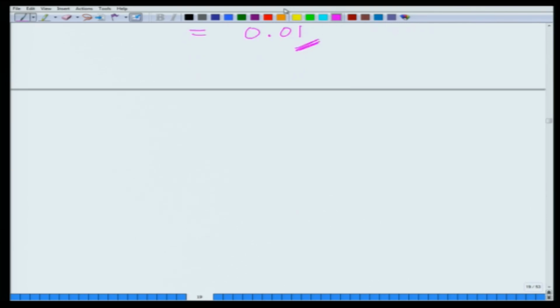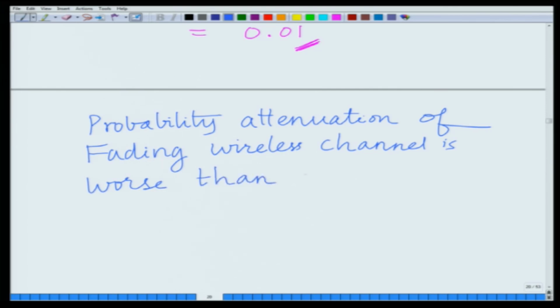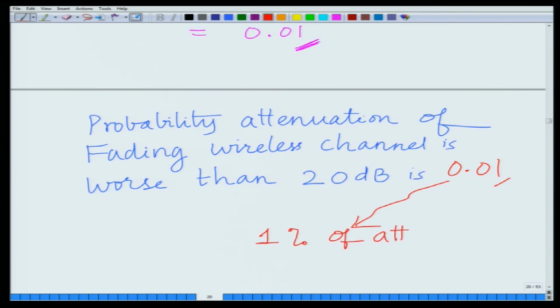So, the probability that the attenuation of the fading wireless channel is worse than 20 dB is 0.01, or basically there is a 1% chance of attenuation being worse than 20 dB.